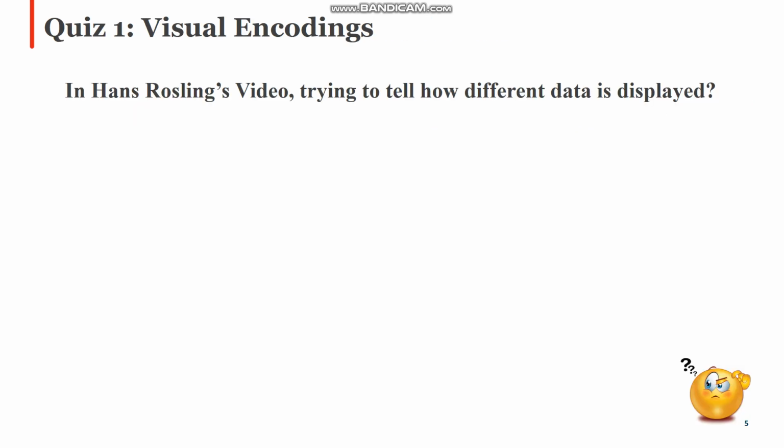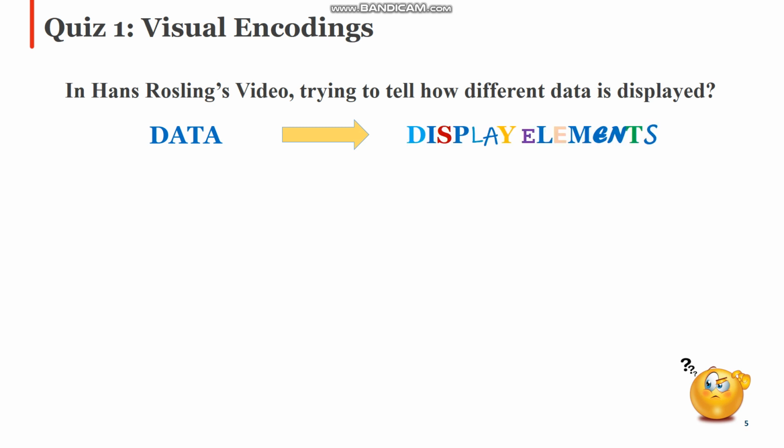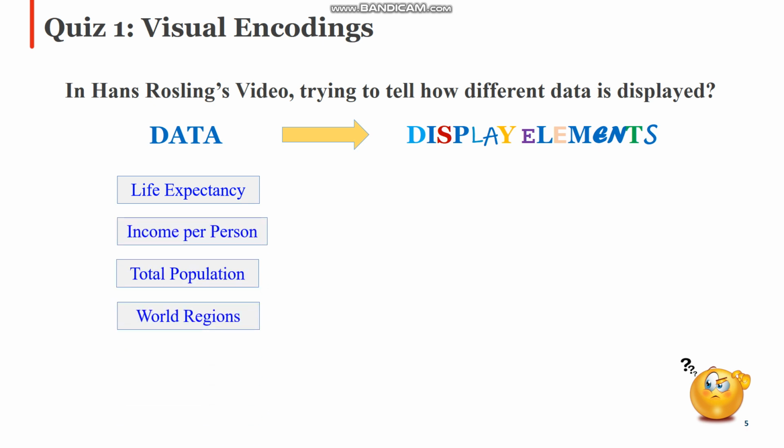Now, let's practice a small quiz here. In Hans Rosling's visualization plot, can you tell how the data is being displayed? Or more specifically, how can we transform the various data variables into distinguishable display elements? Let's start from the life expectancy data, the income per person, total population, world regions, and the last one is time. So how are those data variables displayed in the visualization?